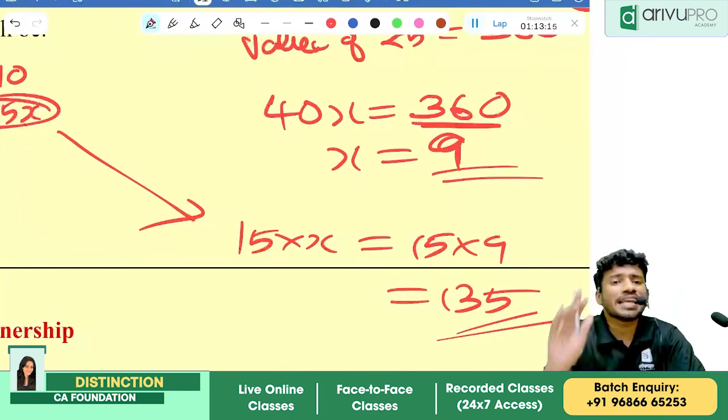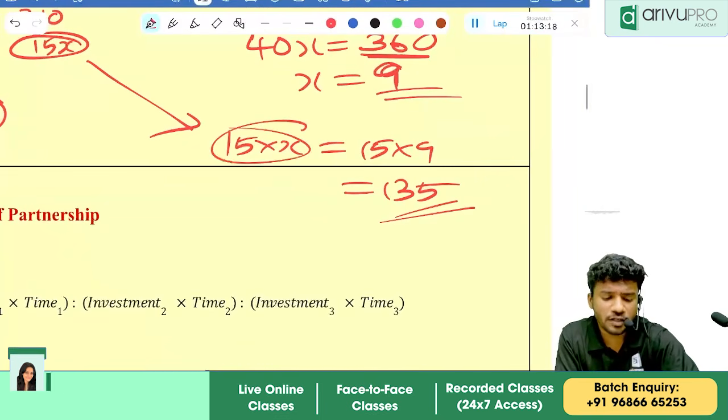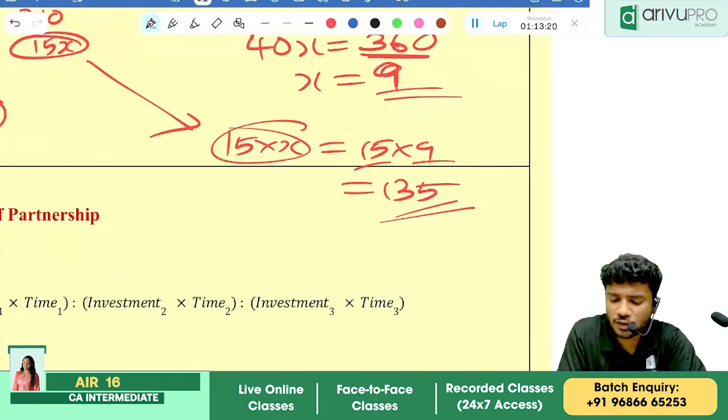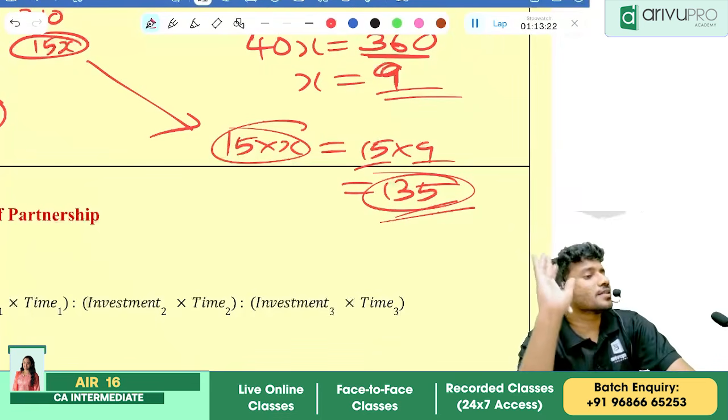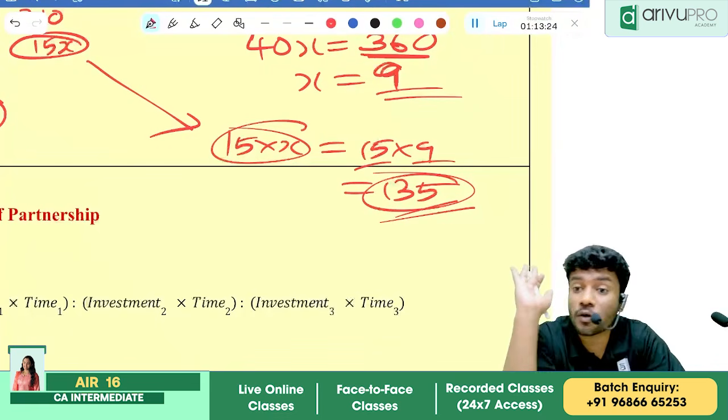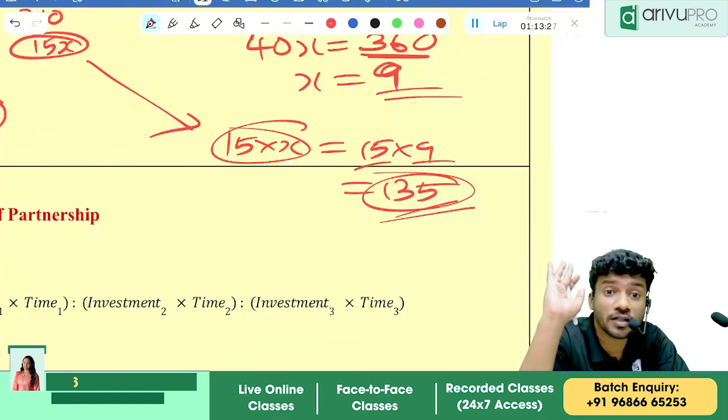X is equal to 9. From that, number of 10 rupee coins is 15x. So 15 into 9 will give you how much? 135. That is the way of solving the question. I hope that everyone understood the method.